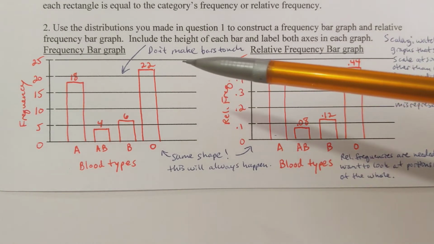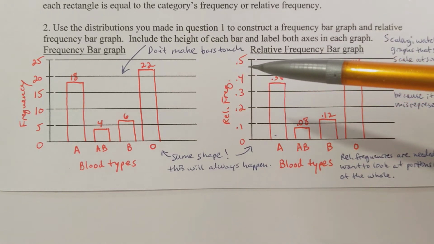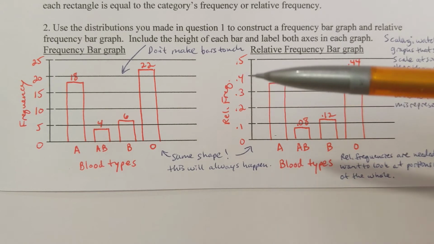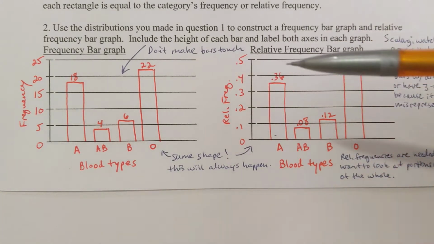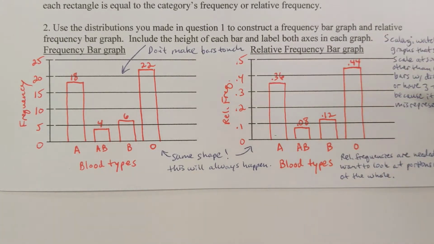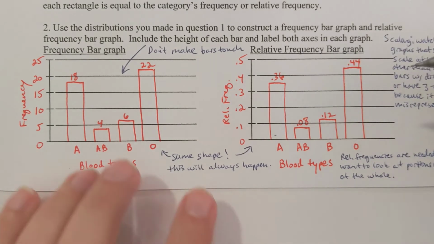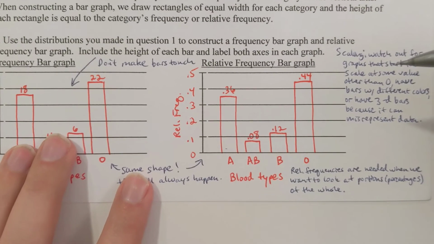I've got a note here, don't make the bars touch. Okay, when they do touch, it's special, because we call it a histogram. And we're going to be doing lots and lots of things with histograms in the course. Okay, but when you just make a regular bar graph, as is the case here, you don't want the bars to touch. Okay. And then we want to make a relative frequency bar graph.